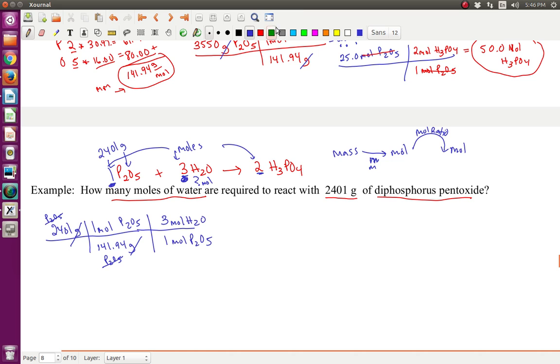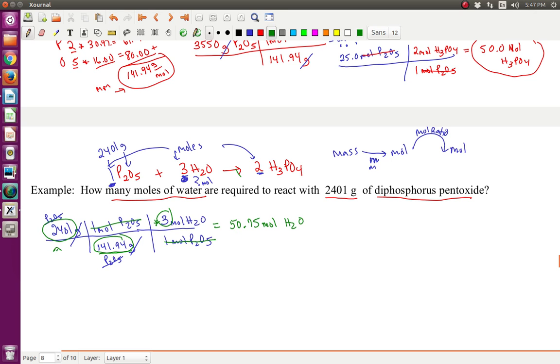All right, cancel the 1 mole of diphosphorus pentoxide with this one. Now we just take 2,401, divide it by 141.94, and multiply it by 3, and we'll get our final answer. The answer is 50.75 moles of water. When I do this multiplication, 2,401 divided by 141.94 times 3, then I have to account for significant figures.